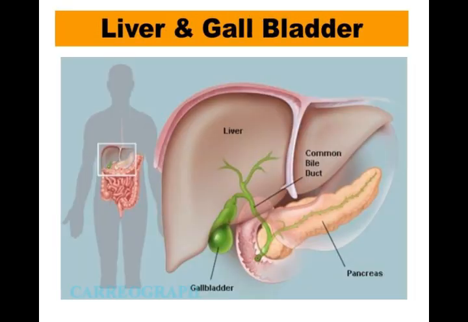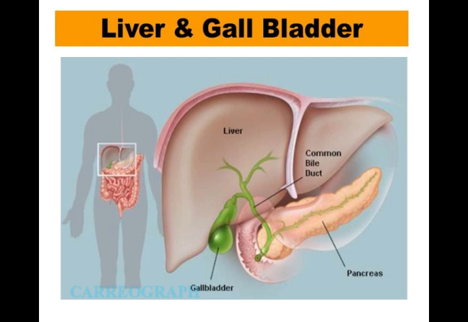Friends, now we will see the accessory organs. The main accessory organs which we have are the liver, gallbladder, and pancreas. See, first we will see about the liver, which is the largest gland in our body and is situated in the upper right region of the abdominal cavity. This liver is a highly specialized tissue made up of cells called hepatocytes.